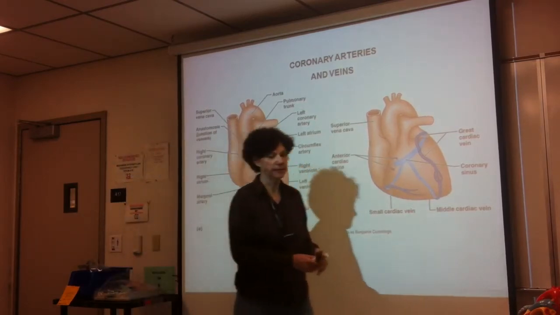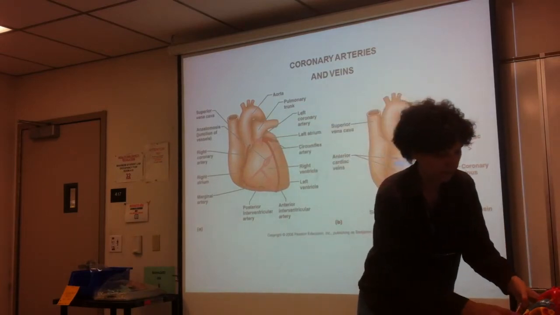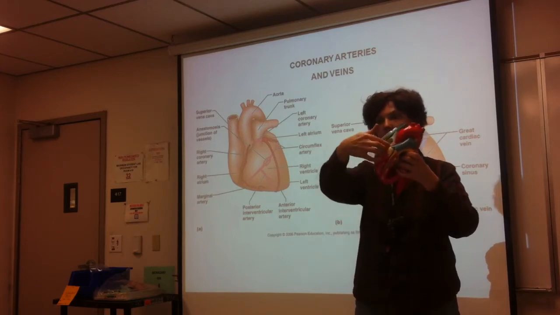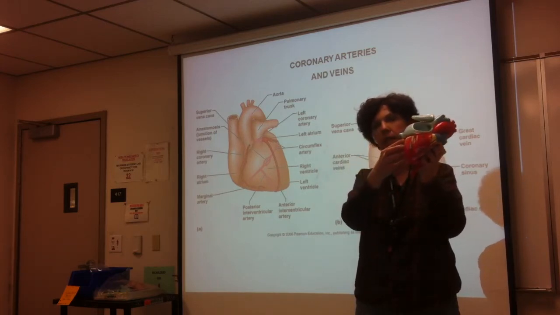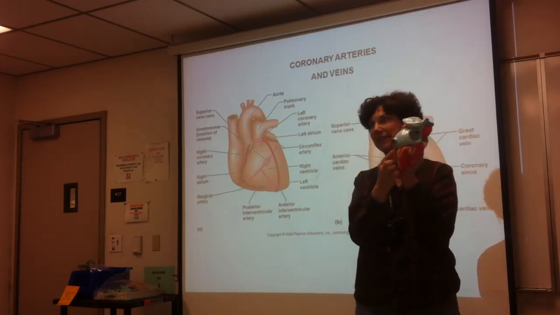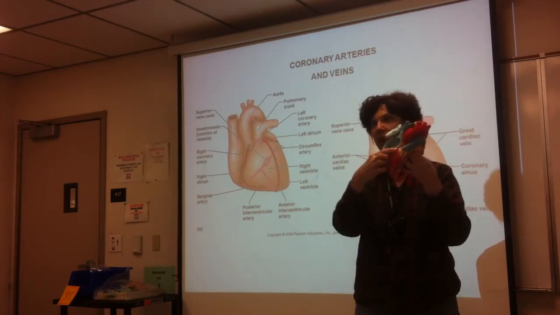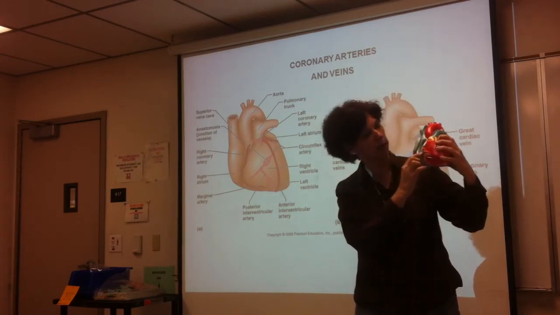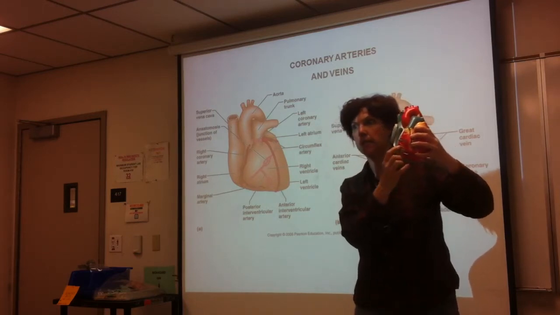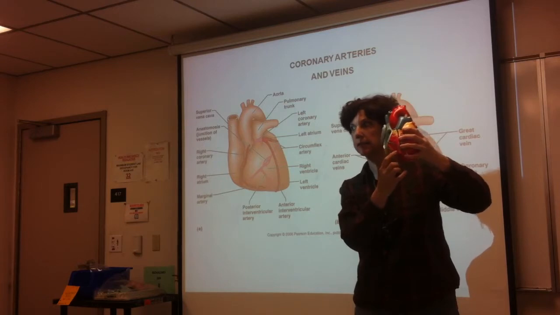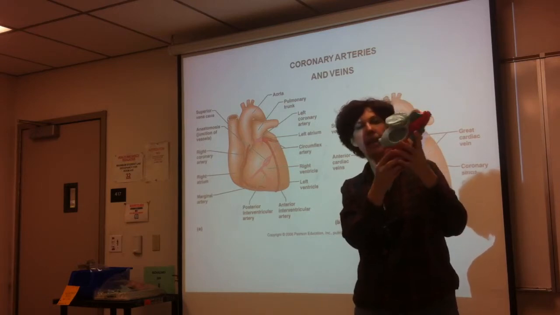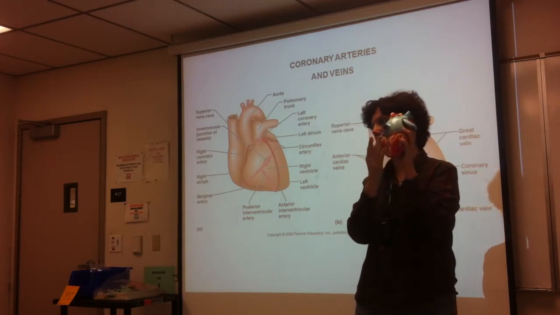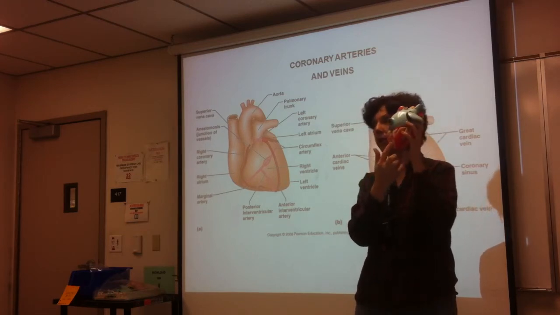So on the model, yes, here's the right coronary artery traveling all the way around to the back of the heart to here. That's the right coronary artery. The two branches it gives off, running along the right border here, is the marginal artery. And then at the back, this one running down this groove between the right ventricle and left is the posterior interventricular.